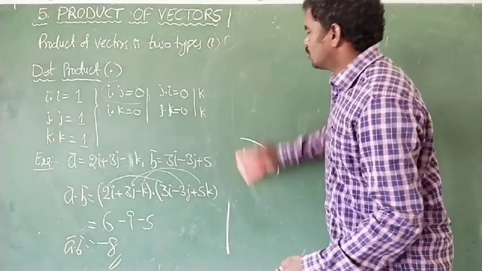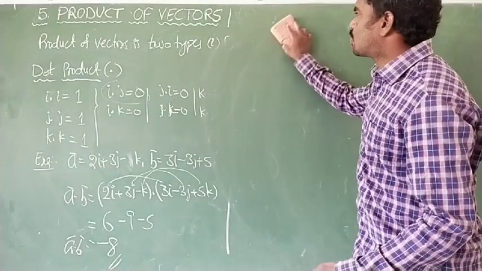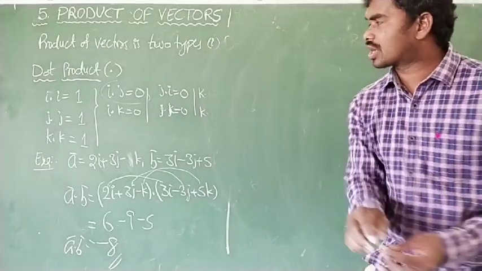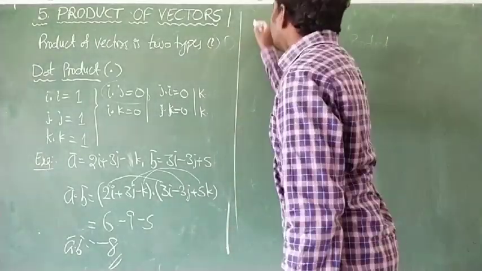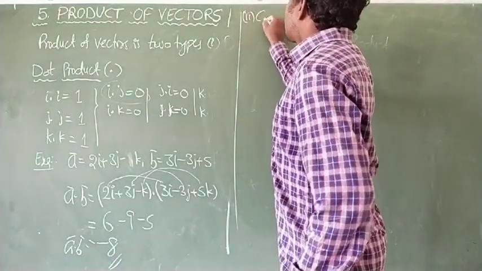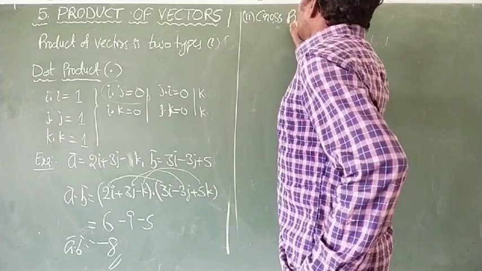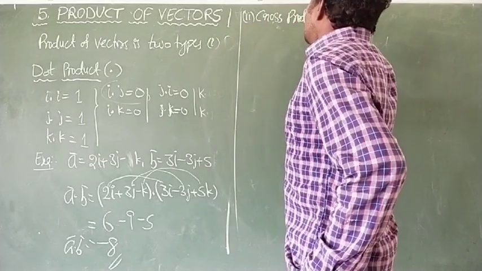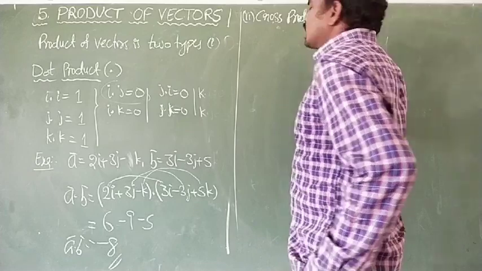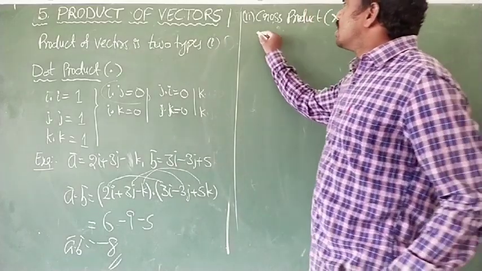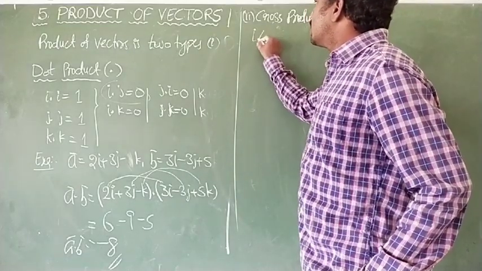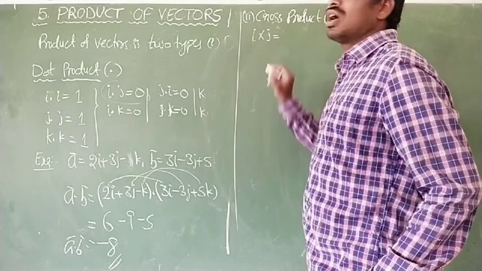Okay, thank you. Next, I'm going to tell you about the cross product. The second one is the cross product. This cross product means the cross symbol is used. For example, here in this cross product, what is i cross j?